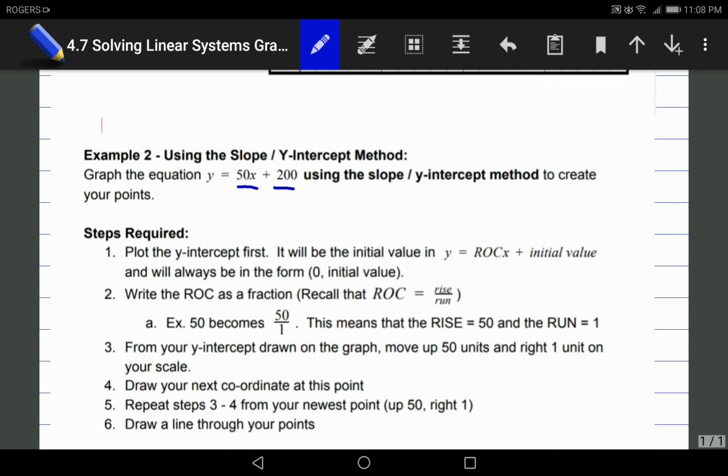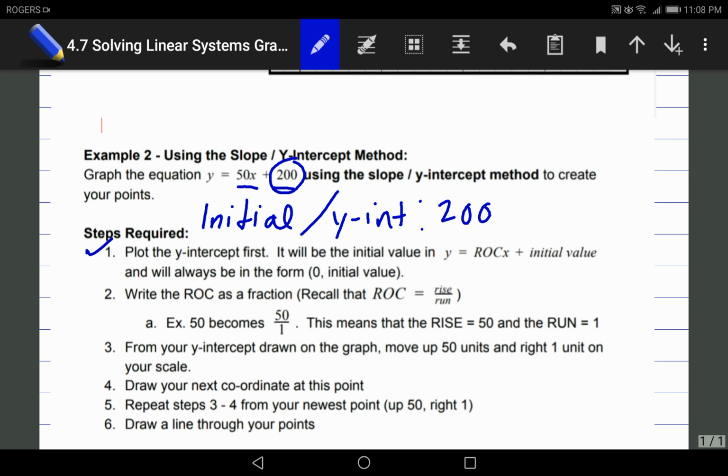So it says step 1 is plot the y-intercept first. Well, what's my y-intercept here? Remember, the y-intercept is the same as initial value. What is it here? It is 200. Okay, so it's always the number that is by itself without the x, right? That's your initial value.